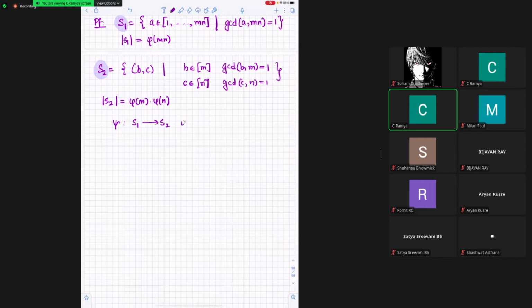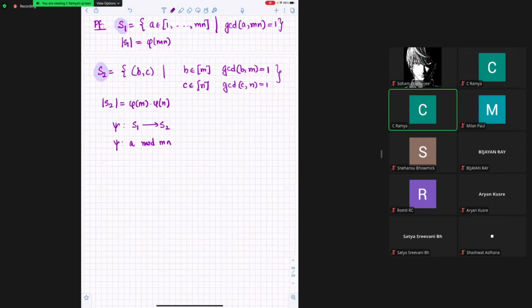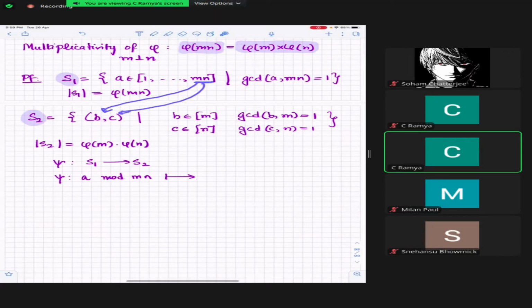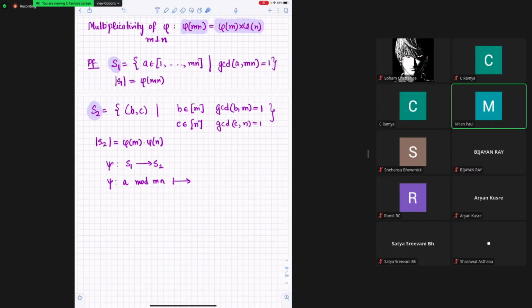And I want to say that this map psi is a bijection. So first I have to define the map and then I have to show it is a bijection. So what is a reasonable map that takes in a mod mn? This contains numbers from 1 to mn. So if you go modulo mn, it's fine. Any a is going to be itself, right? I have an element from 1 to mn, and I want it to go to two elements, one in 1 to m and one in 1 to n. What should I do? Take a mod m and a mod n. Right? This is like the most natural map.